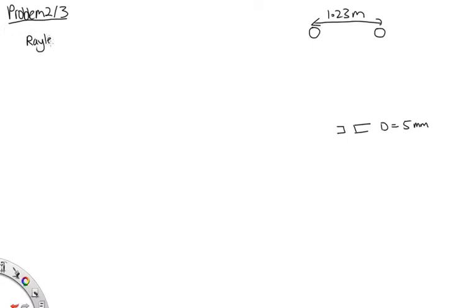This is problem 2 for 1221 or 3 for 1231. In this problem, you have two car headlights that are 1.23 meters apart. And the question asks us, at what maximum distance will the human eye be able to resolve these? And we're told that we can assume that the human eye is a circular aperture with a diameter of 5 millimeters. So to answer this problem, we're going to need to use Rayleigh's criteria.